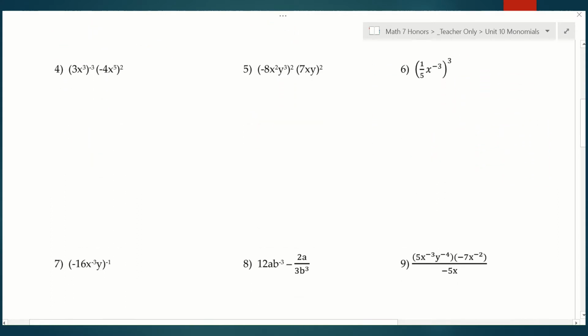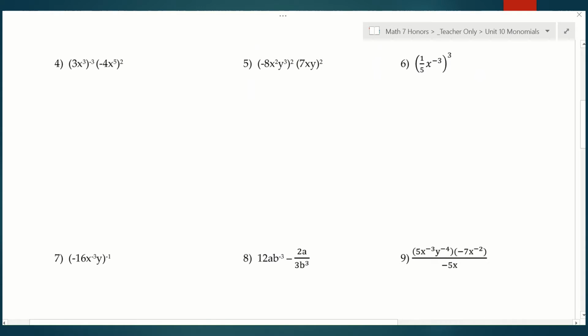Number 4, I would definitely start by evaluating your powers here. So the first monomial is to the negative 3rd, so we're going to rewrite that to start. 3x to the 3rd, but now to the positive 3rd, times, and we can go ahead and square that monomial to get 16x to the 10th. And I'm going to put it over 1 because eventually I'm going to be dividing here. So right now let's go ahead and multiply the top. Gives me 16x to the 10th.